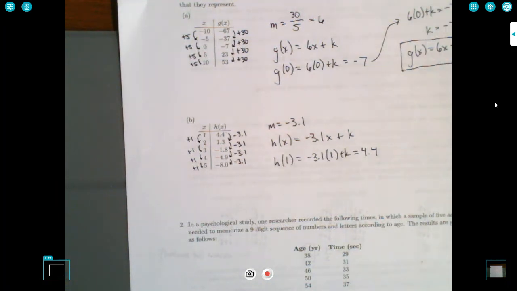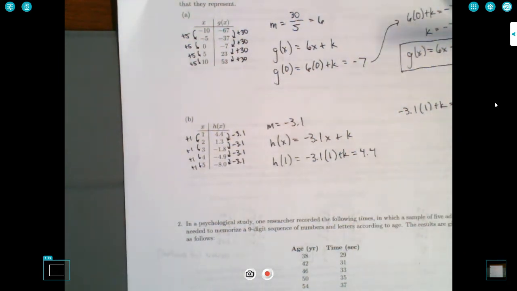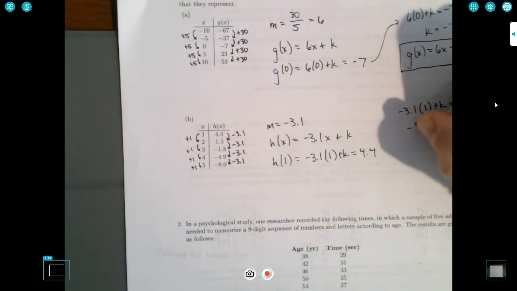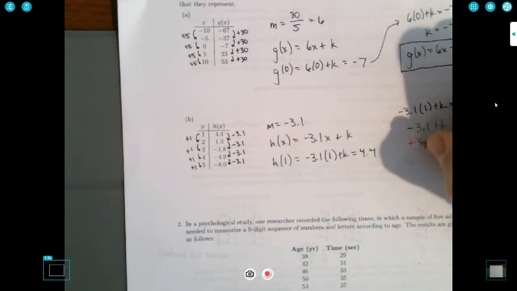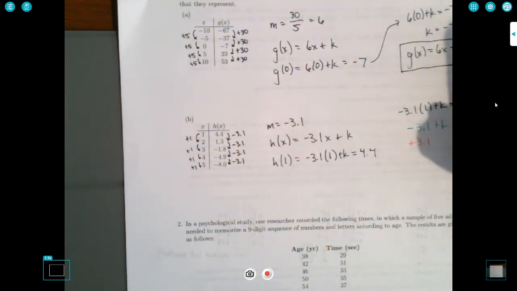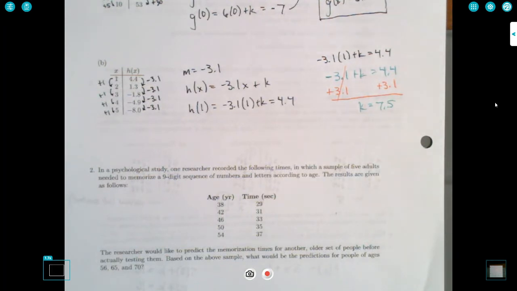Okay, so I've got this equation that I can solve. Negative 3.1 times 1 plus k equals 4.4. Negative 3.1 times 1 is just negative 3.1. If I want to get k by itself, I need to add the 3.1 to get rid of it, and I can do that as long as I add 3.1 to the other side as well. And you're going to get k equals 7.5.